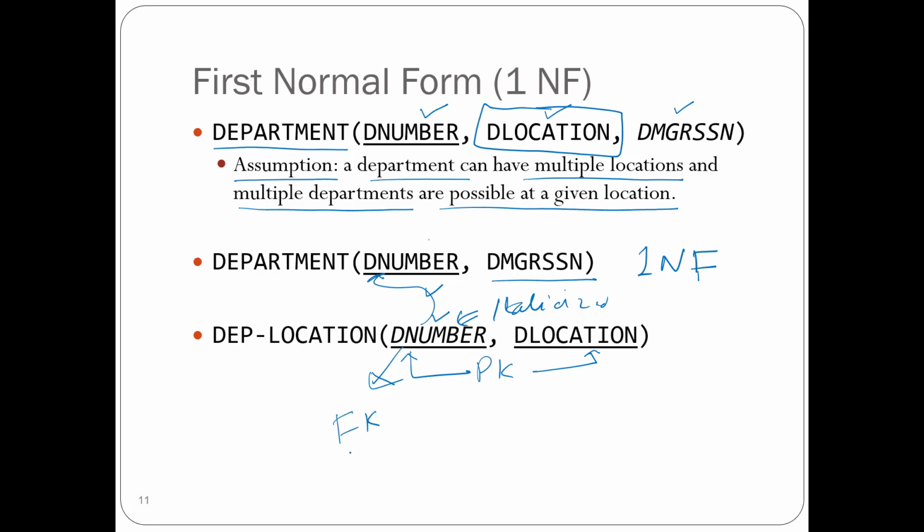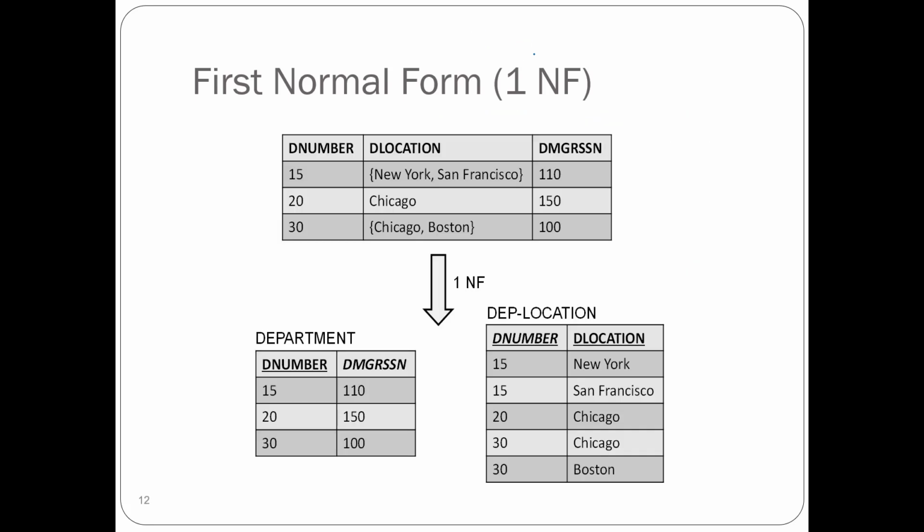This guy is the foreign key as well. The D number attribute type that you have in DP location is a foreign key as well, right? So interesting. Guys, an important example. Good. So now what we will do, we'll look at an example to understand what we did.